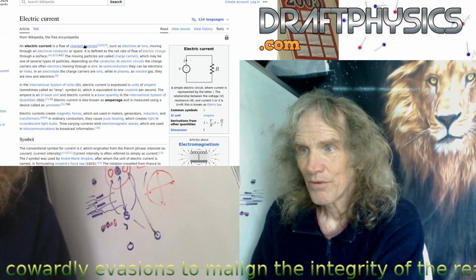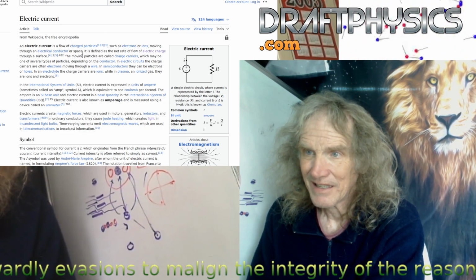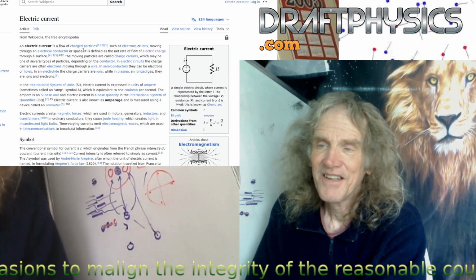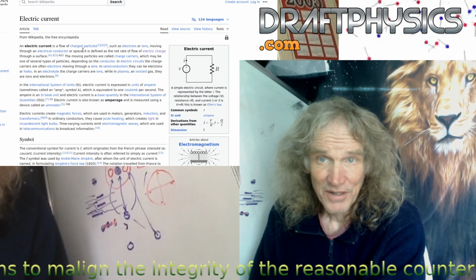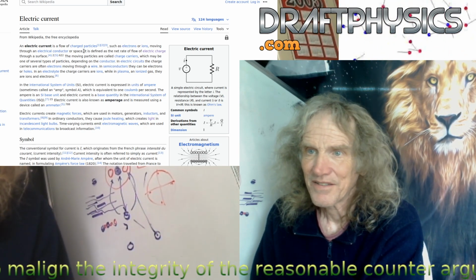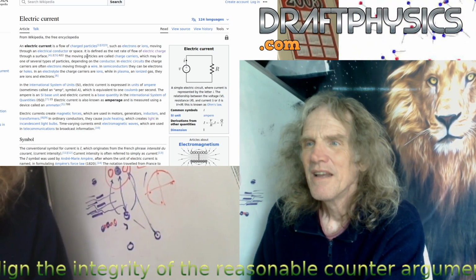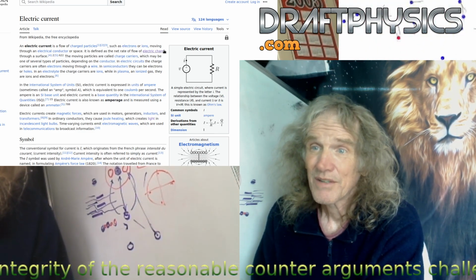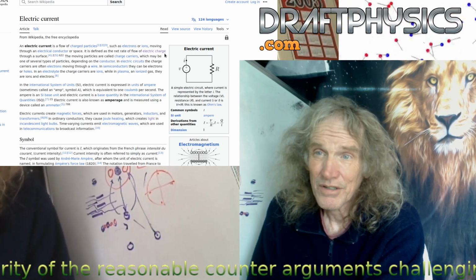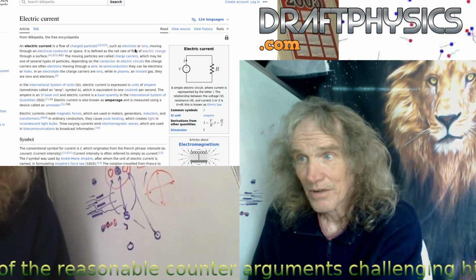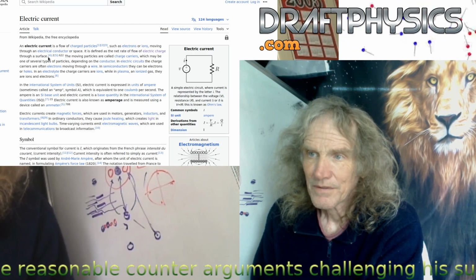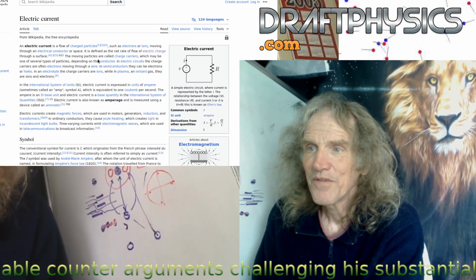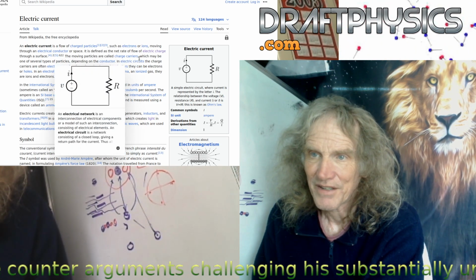All right, moving through an electrical conductor. So I don't think there's any conductor that moves ions. It moves electrons, and the movement of the electrons creates ions, but the ions aren't moving. It is defined as the net rate of flow of electric charge. So again, we shouldn't say electric charge, because the only thing flowing are the electrons through a surface. And the moving particles are called charge carriers.